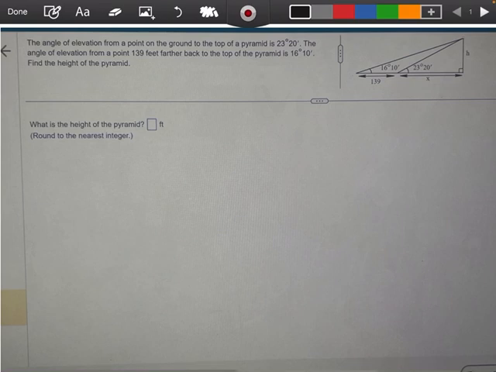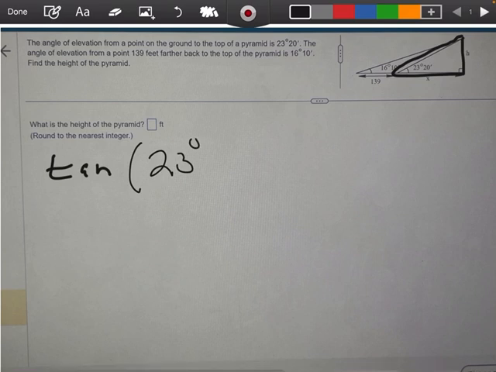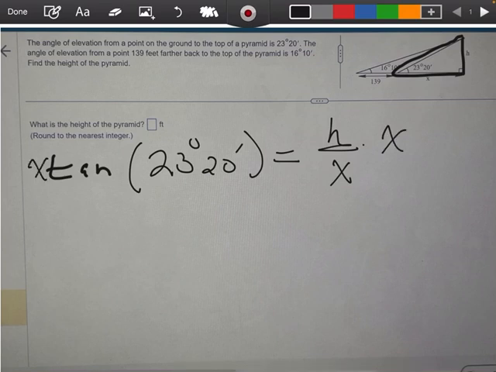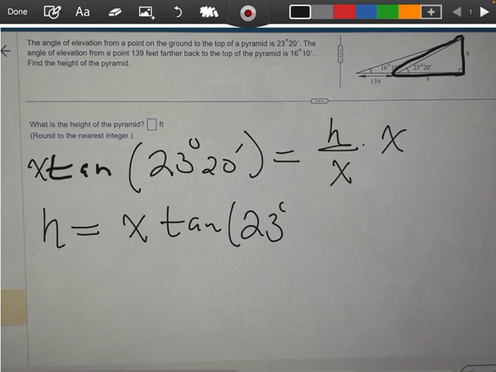Okay, so y'all, I'm going to first look at this triangle right here. We could say that the tangent of 23 degrees and 20 minutes is going to be equal to the opposite over the adjacent. So that's going to be equal to h over x, right? So what I'm going to do here is multiply both sides by x. So we're going to say that h is x times the tangent of 23 degrees 20 minutes.